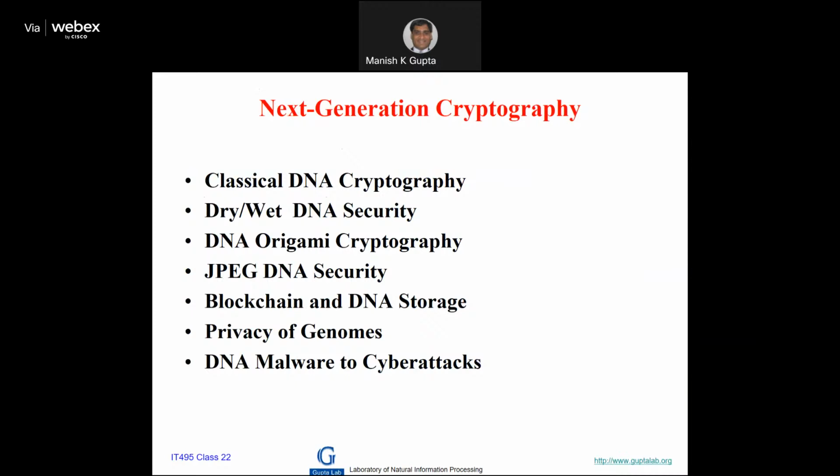JPEG DNA security. As you know, the JPEG DNA standard is developing, and they have observed that JPEG DNA security is a critical component, but not much work has been done on that. Still it is quite open. Blockchain and DNA storage have a very interesting relationship. So blockchain, you all know, and what are the possibilities? Sometime in future I will discuss what the possibilities of blockchain with DNA storage are. Privacy of genomes.